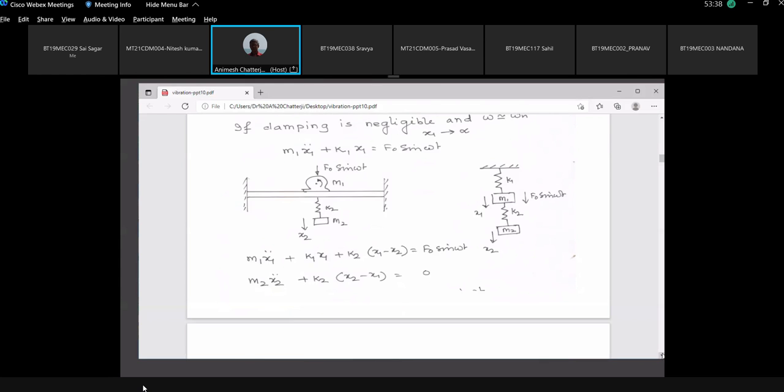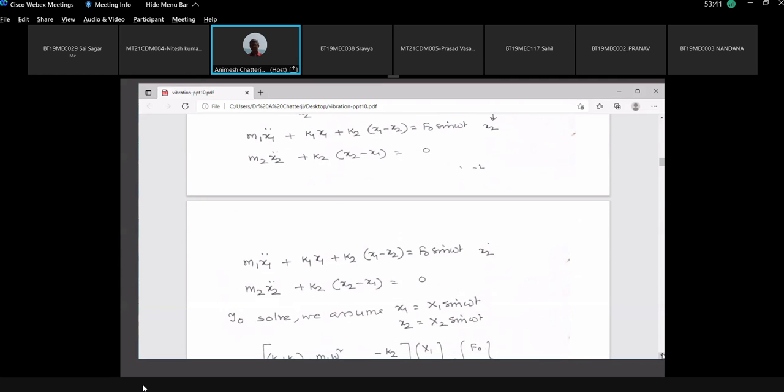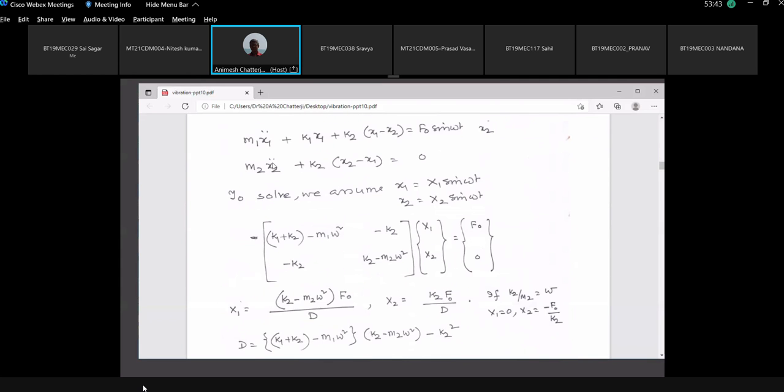So for the solution, we go like this. So these are my 2 equations. We assume a solution: x1 is capital X1 sine omega t, and small x2 is capital X2 into sine omega t. And we put this solution into the differential equation. If these expressions can solve these 2 differential equations, then these solutions are acceptable. So let's see whether the solutions are acceptable or not.